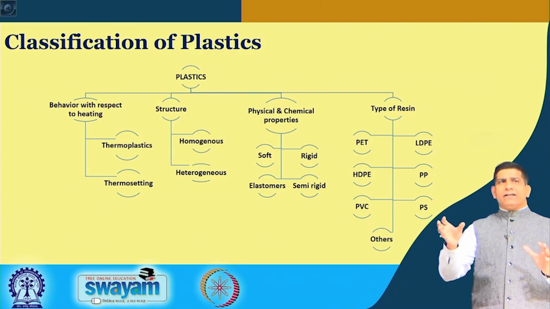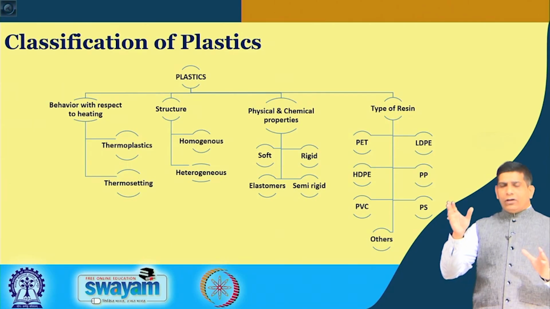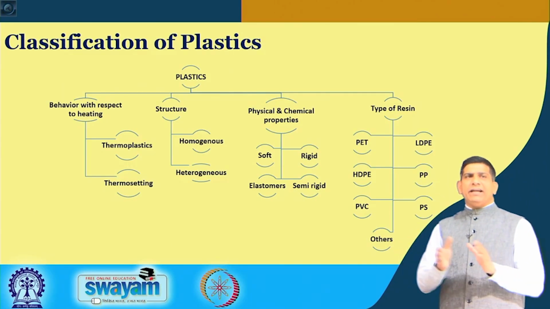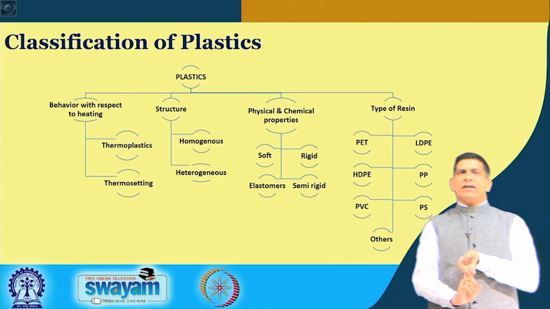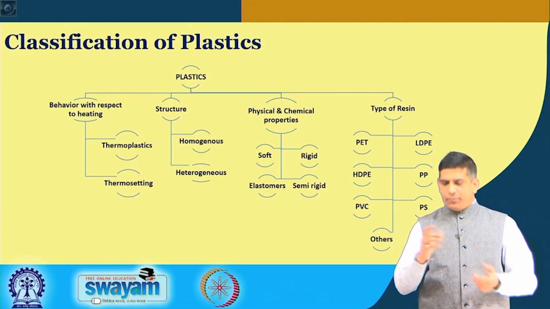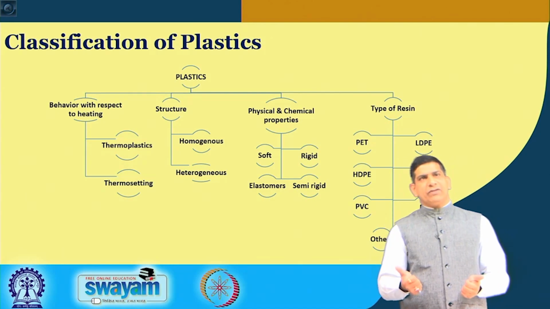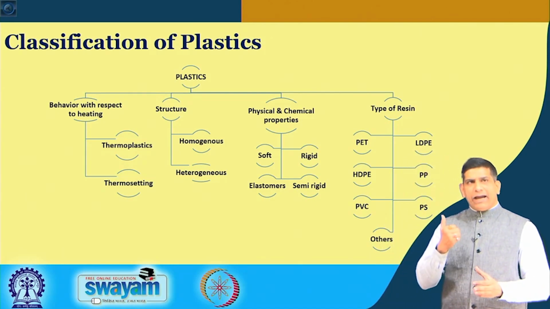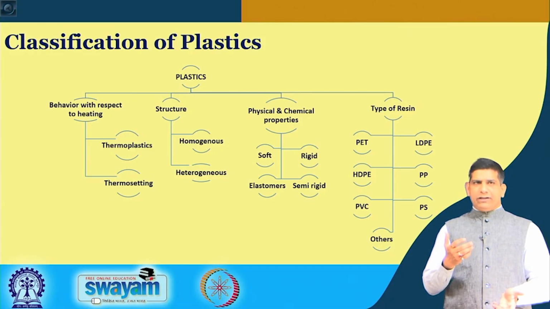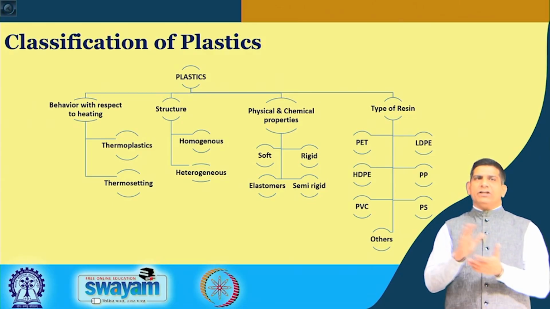Plastics, there are two major types, you can say, with respect to heating. One is thermoplastic, one is thermosetting plastic. We used these terms earlier as well in the slides. Then from a structural point of view, it is either a homogeneous or heterogeneous structure, and we'll talk about some of these in a little bit of detail, but not too much detail.